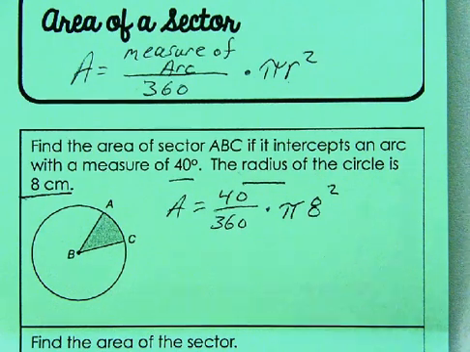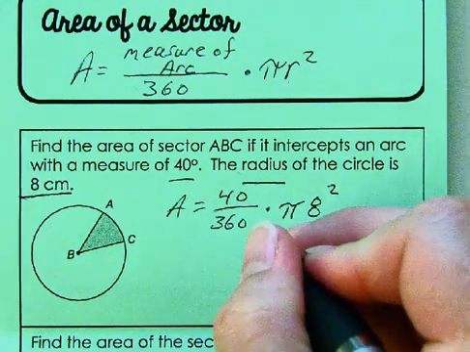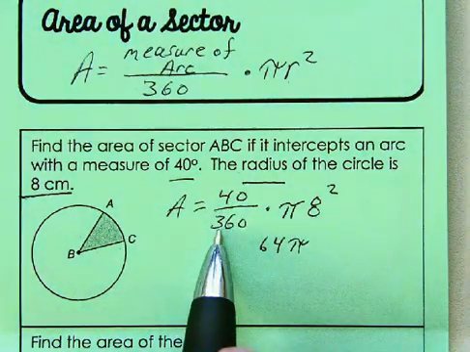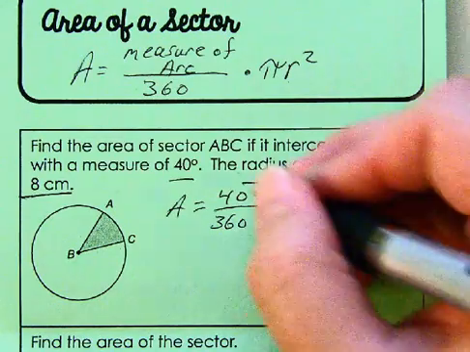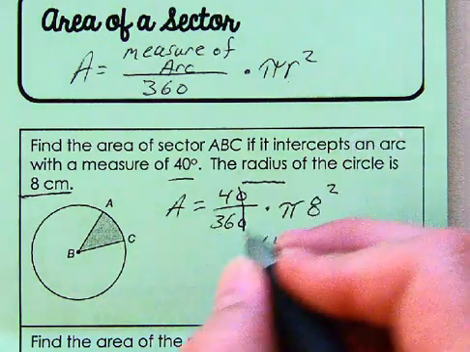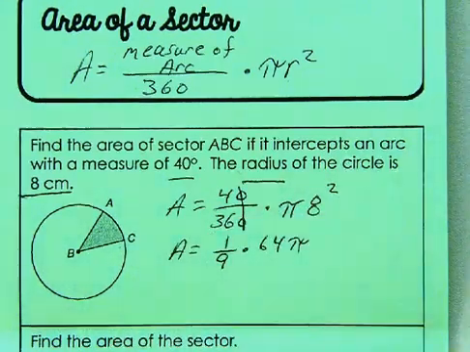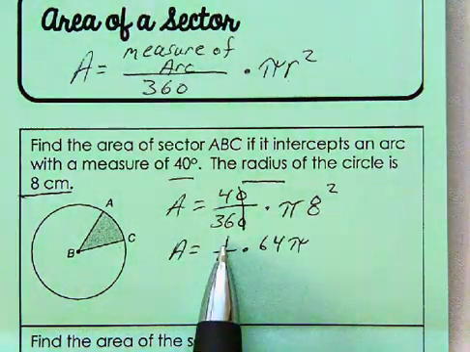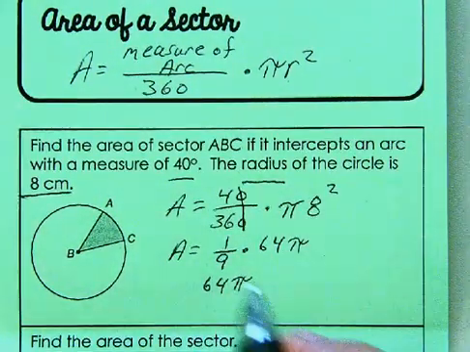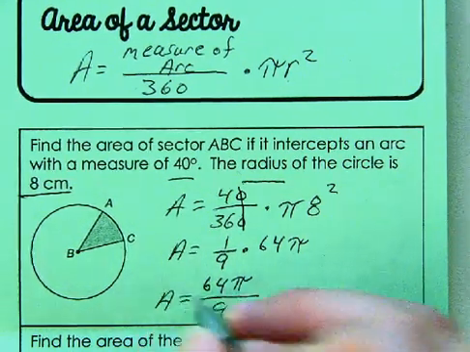Okay, so now from here, a couple things that I need to do. Number one is work with my exponents. So 8 squared, this becomes 64 pi. 40 over 360. We know they have a 10 in common, so we can get rid of those zeros. And then I can still simplify 4 over 36. That'll come down to 1 over 9. From here, I'm going to multiply 1 times 64, so I get 64, and I also have the pi with that 64, so 64 pi over the 9.